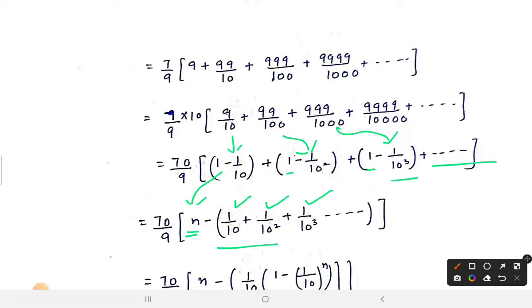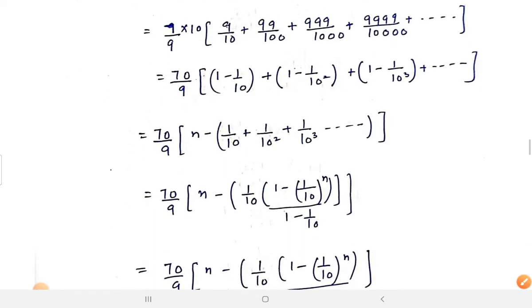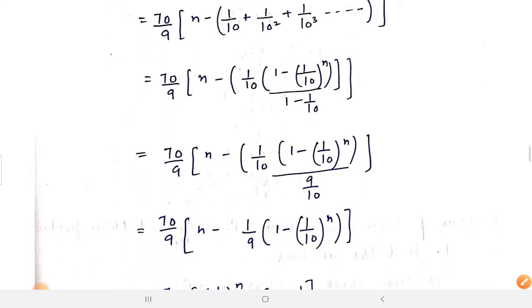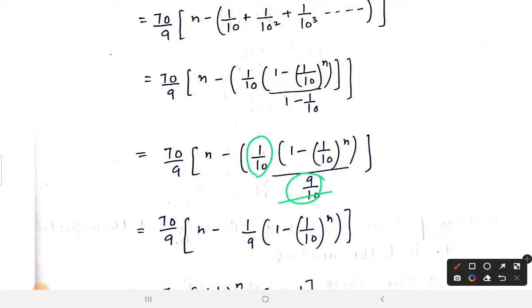So this is now a geometric progression with common ratio 1 by 10, which is less than 1. So the sum of the series is a(1 minus r to the power n) upon 1 minus r, with a as 1 by 10 and r as 1 by 10. So we have (1 minus 1 upon 10 to the power n) upon 9 by 10. So 10 cancels with 10. We have here 1 upon 9, and here we have 1 minus 1 upon 10 to the power n.